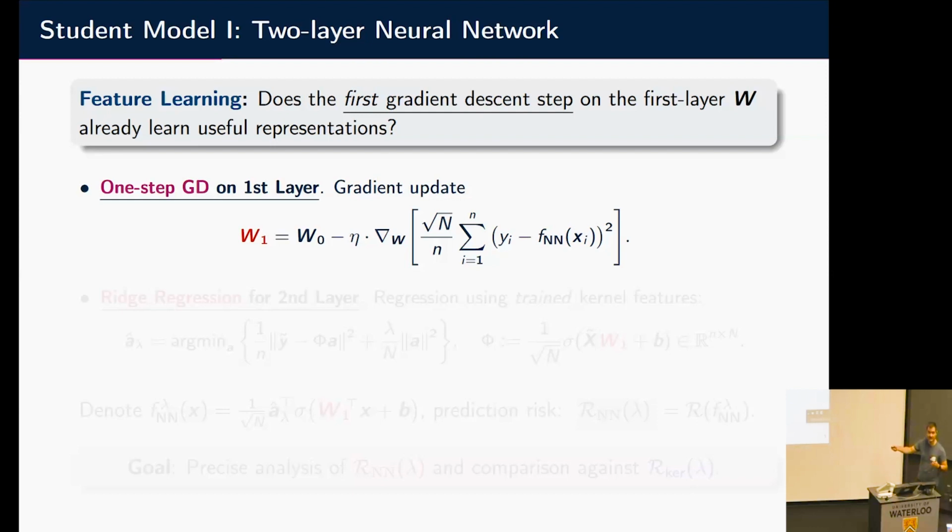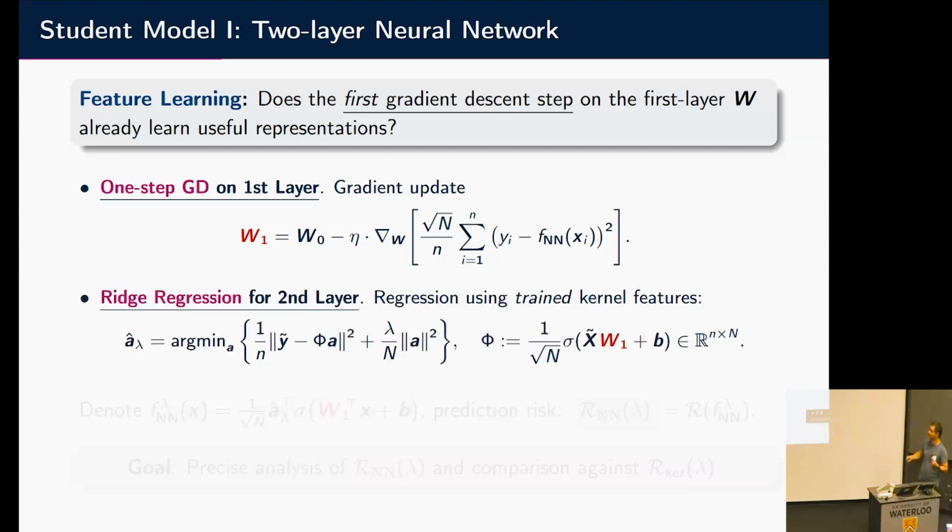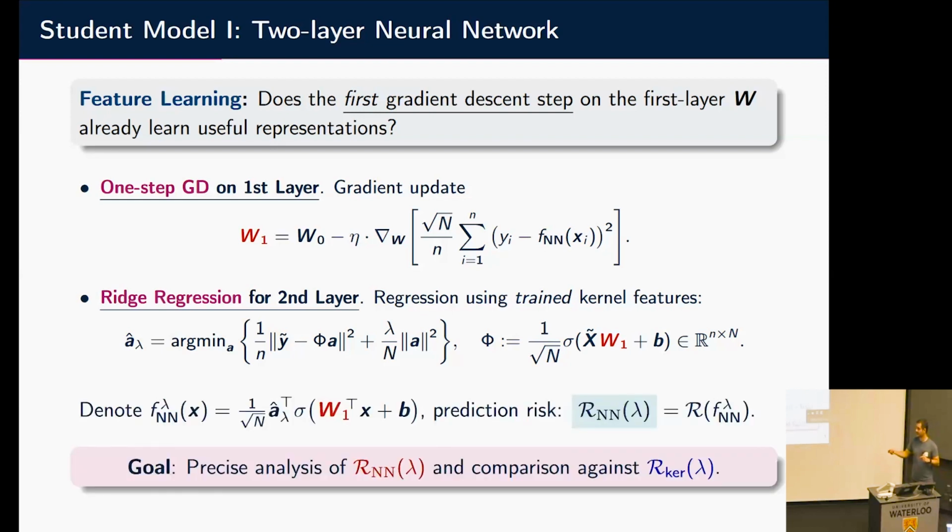trained first layer weights. Now we take this and plug it into the feature map, basically the output of the first layer, and then run ridge regression on top. Now we trained the second layer entirely. We did 1 gradient step on the first layer, and then these together give me a prediction function, which I call the neural network function. And then I'm going to calculate its prediction risk and call this the risk of the neural network.